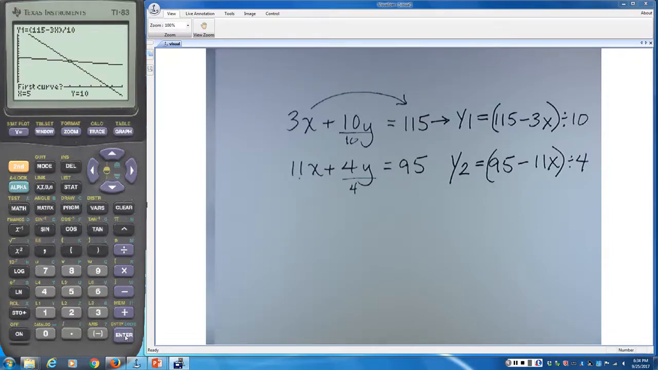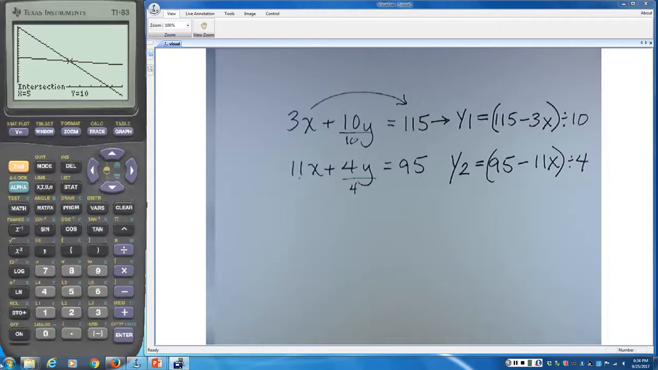And hit enter. Three times. The first one to tell it, yes, this is the right curve. Yes, this is the other line. And yes, you can guess. I trust you to guess. And it comes back and it says the answer is 5, 10. 5 units of corn, 10 units of soybeans. Okay? So this is an example of a system that has one solution.